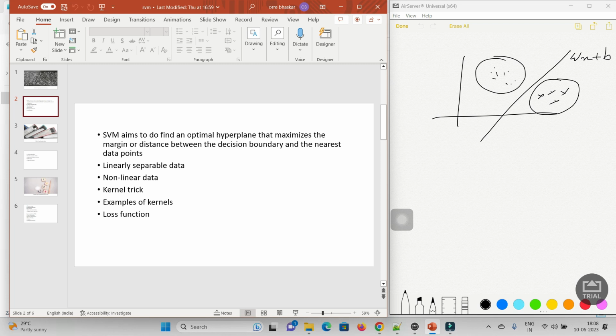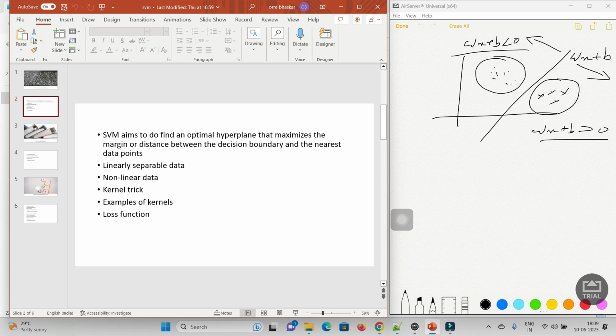Okay, so this is the equation of the line. It has two sides, this side and this side. So this side will be wx plus b greater than 0 and this side will be wx plus b less than 0, right? We have two classes and the line separates these two classes. If we go in one direction, wx plus b is greater than 0. If we go in the other direction, wx plus b is less than 0.